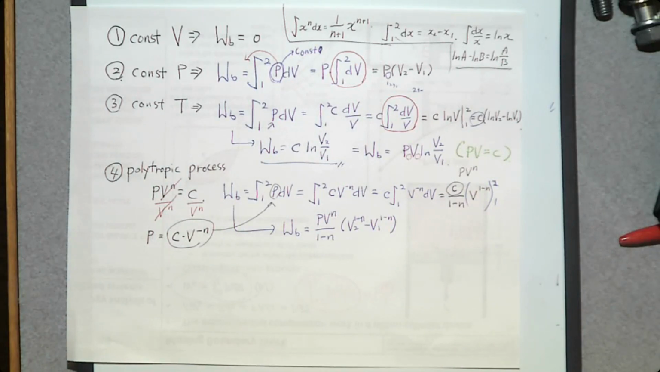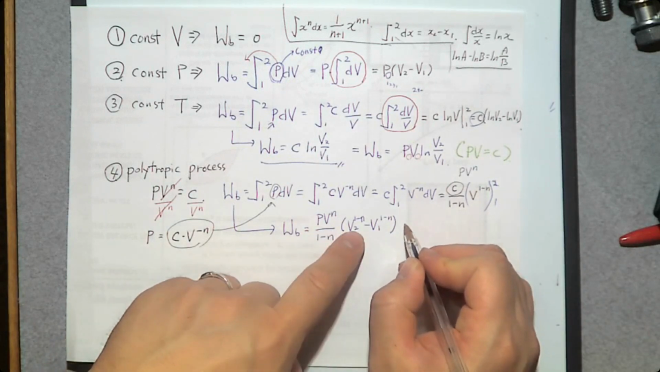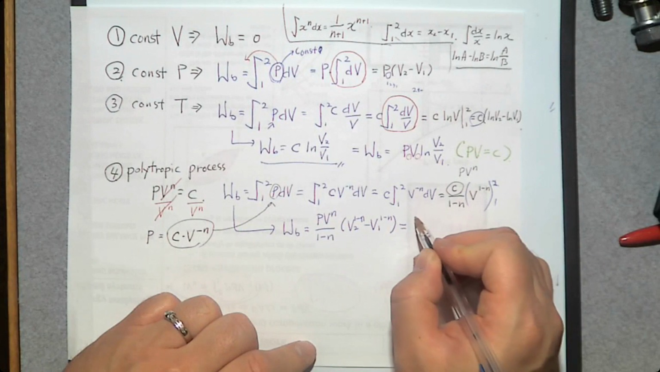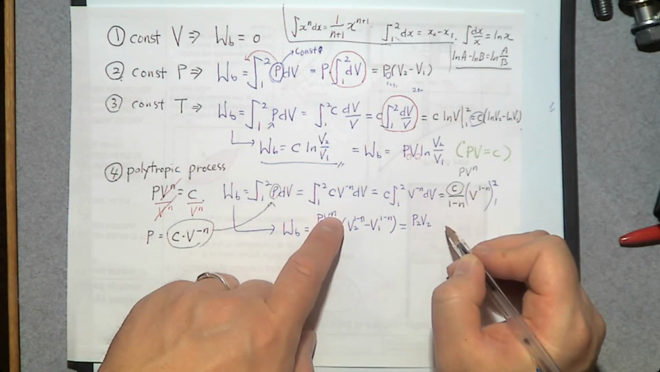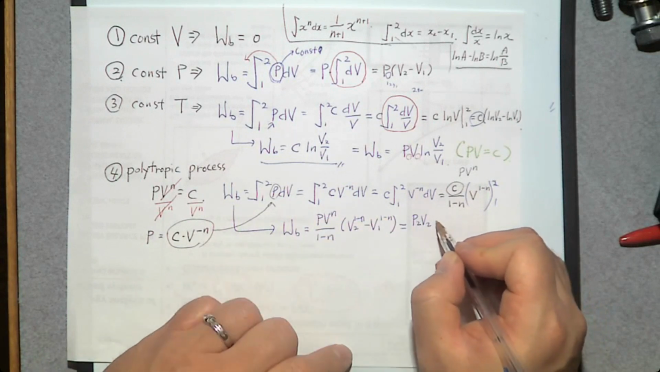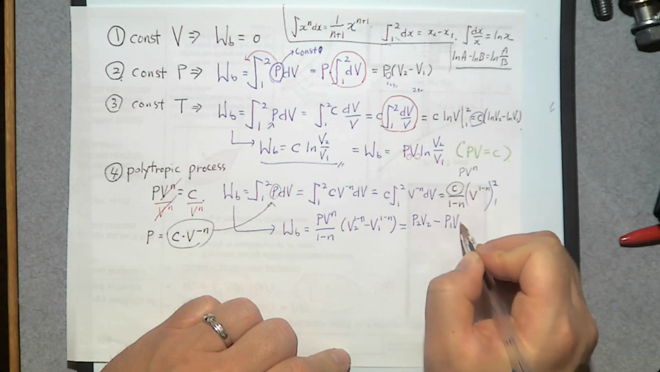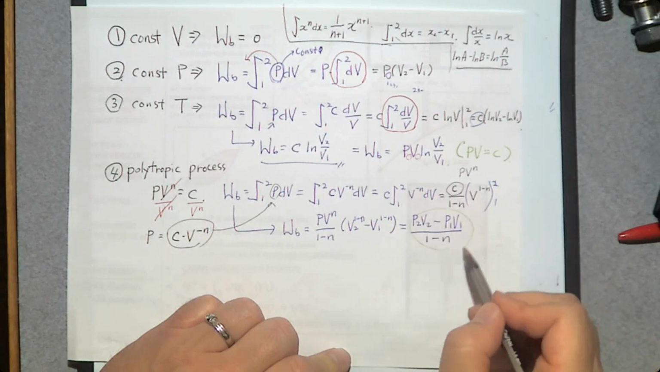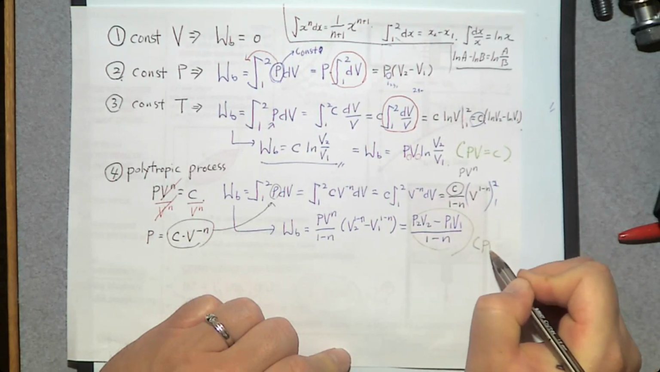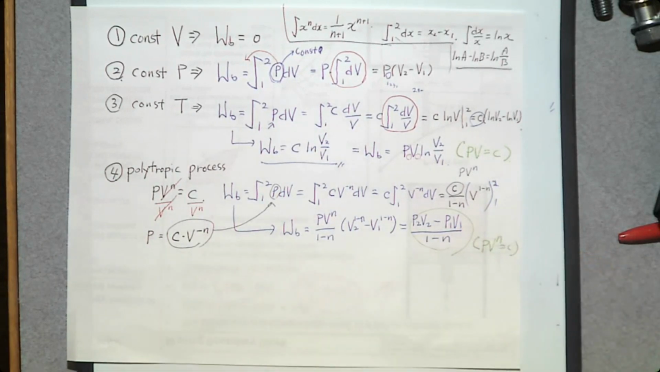Then this PV can be P1 V1 to the power n or P2 V2 to the power n. So if you multiply this one with V2 to the power 1 minus n, it's going to be P2 V2 minus P1 V1 over 1 minus n. So we got this equation by using this relation, PV to the power n is constant. So that's how you determine the moving boundary work in a polytropic process.